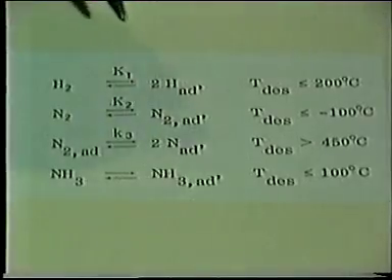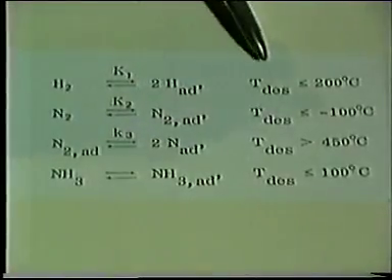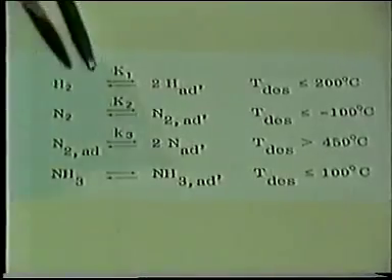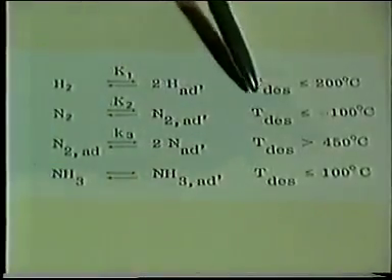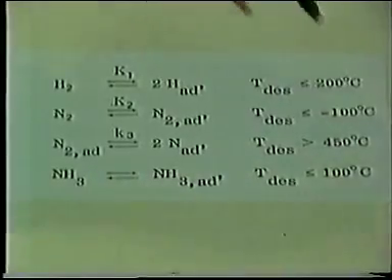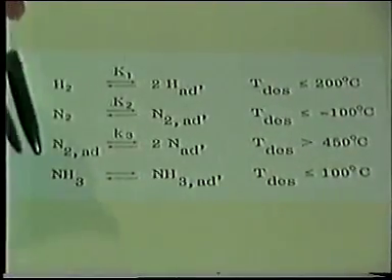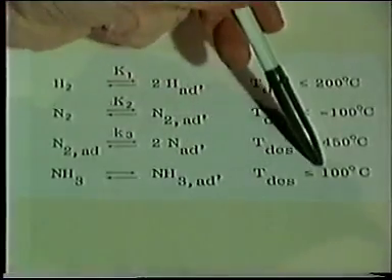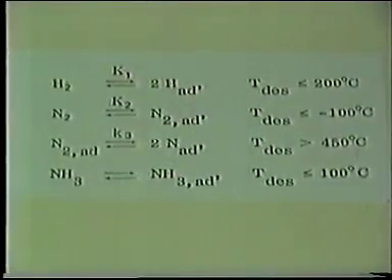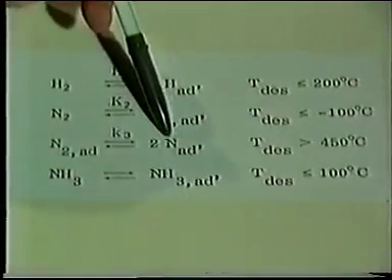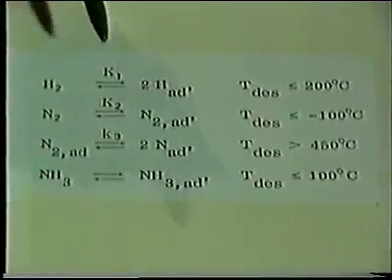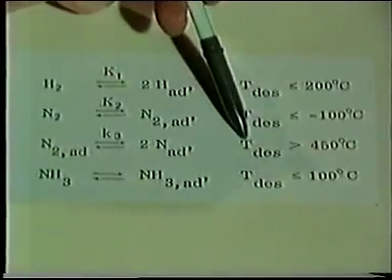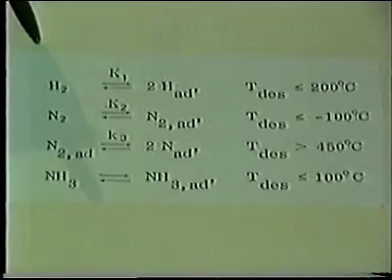Hydrogen, which is dissociatively adsorbed, desorbs already below 200 degrees centigrade. The molecularly adsorbed nitrogen species is very weakly held. It desorbs already below minus 100 degrees centigrade. The adsorbed ammonia molecule also desorbs below around 100 degrees centigrade. But the atomically adsorbed nitrogen species, which we are interested in, is so stable that it recombines and desorbs only at temperatures above 450 degrees centigrade.